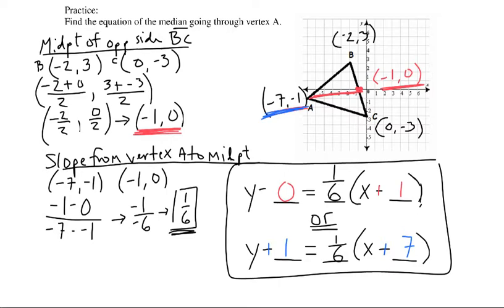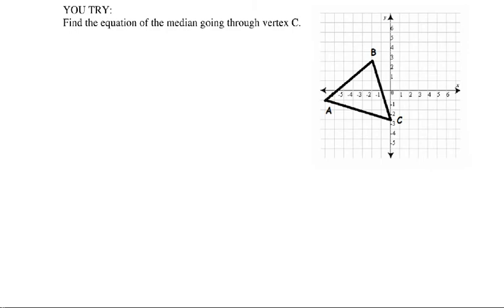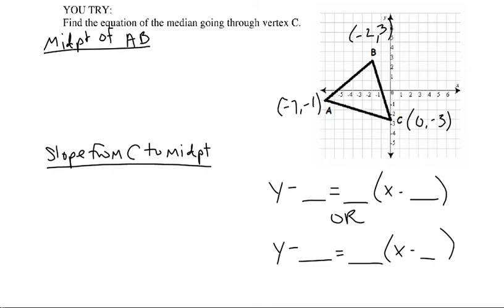Alright, so your midpoint of side AB should be at (-4.5, 1). The slope then, connecting that point to point C, you get -8/9. So now if we use the slope and our midpoint, our equation would be y minus 1 equals -8/9, and then (x plus 4.5), because it's a -4.5 up here.